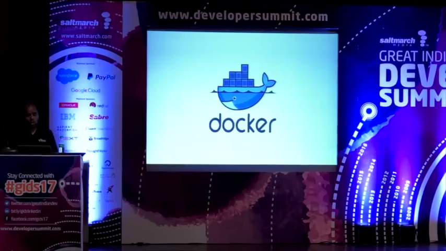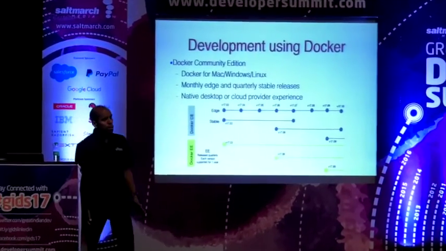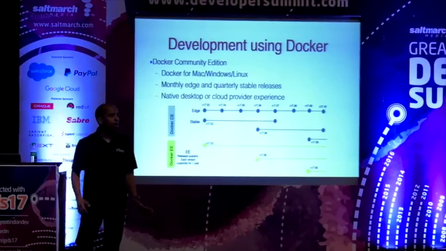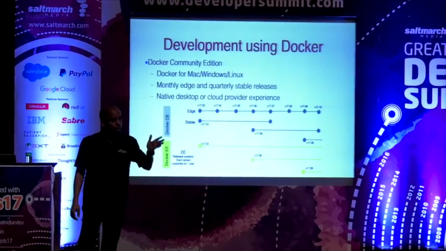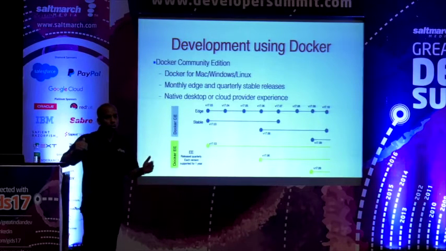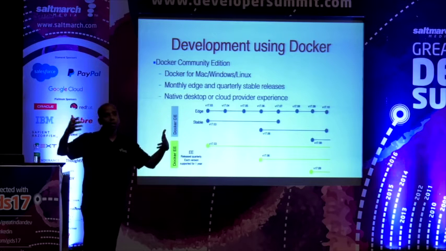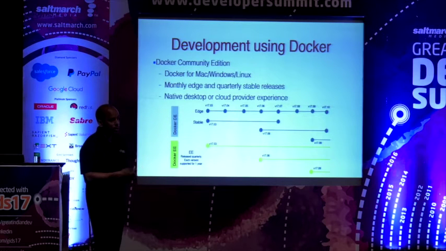All right, let's get started with Docker. If you want to get started with Docker, what is the easiest way? Docker comes in two varieties: a Docker Community Edition and a Docker Enterprise Edition. You can go to docker.com, and the website shows you how you can download the Community Edition versus the Enterprise Edition.